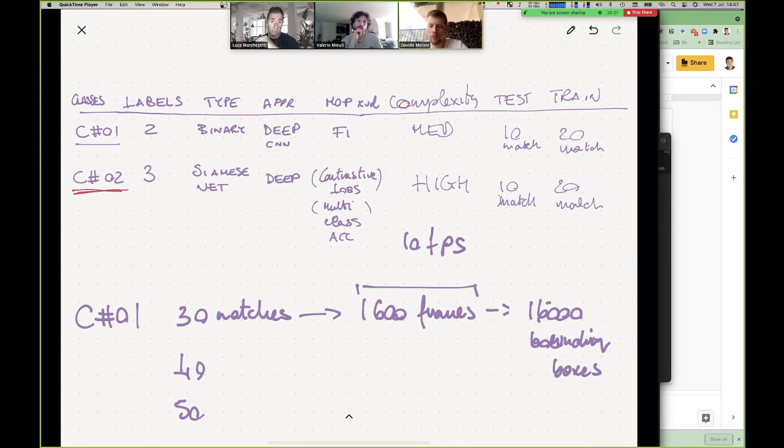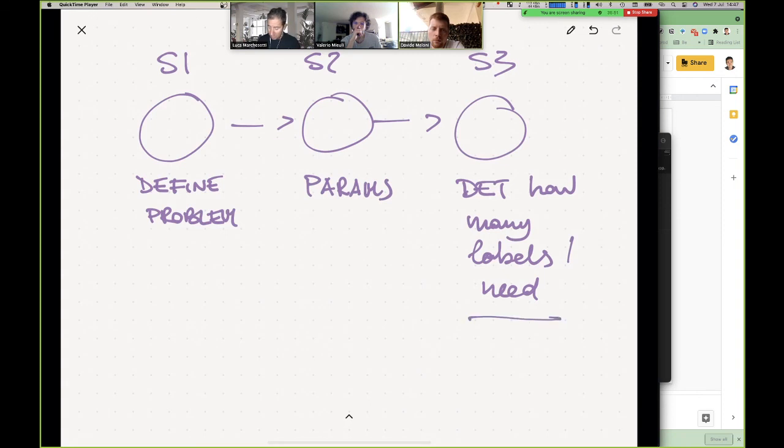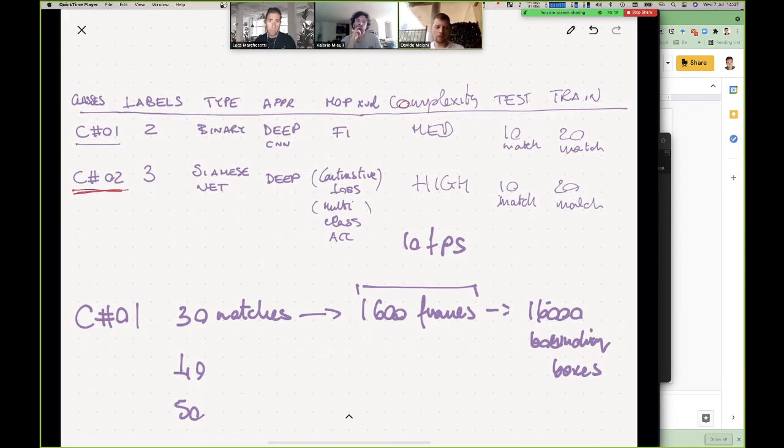Okay. And you know, what I would like you to think about is this way of determining the number of labels that you need, using this as a starting point. Not the data set as a starting point. You start from the problem, you define it, and then you try to allocate your resources accordingly. Does it make any sense to you?